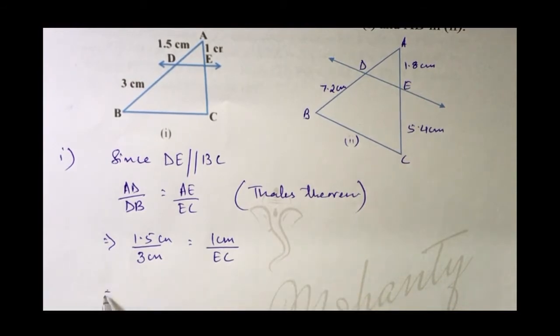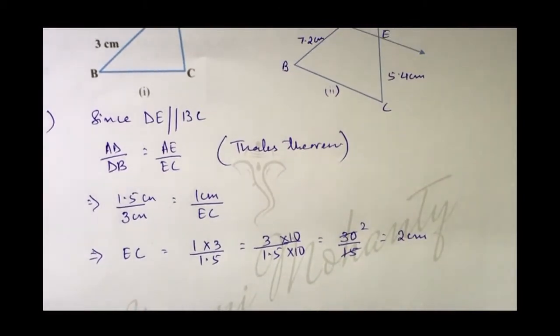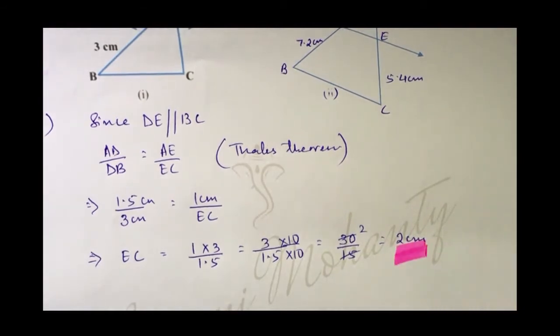So now what will be EC? Cross multiply. You will have 1 into 3 by 1.5, which implies 3 by 1.5. Now you have a decimal over here. So how to remove a decimal? It is a recap of what you have studied in class 3, 4, 5. So this becomes 30 by 15. Cancel out, so 2 centimeter. So what is your EC? Now you have got EC is equal to 2 centimeter.